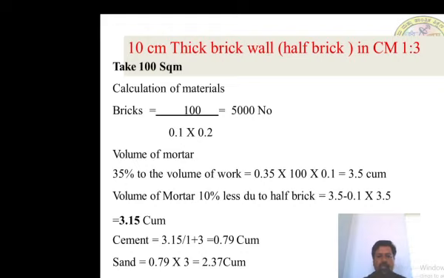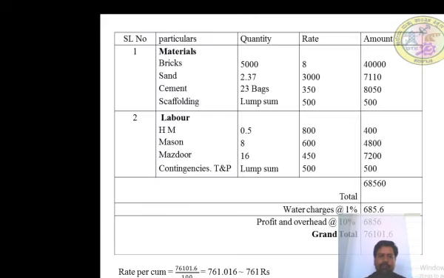Now calculate the cement quantity: 3.15 in proportion of cement mortar 1:3, 1 plus 3, equals 0.79 cubic meter. Knowing the quantity of cement, the quantity of sand is calculated: 0.79 cubic meter into 3 equals 2.37 cubic meter. So the quantity of materials is calculated, and next is the tabular column for quantity, rate and amount.